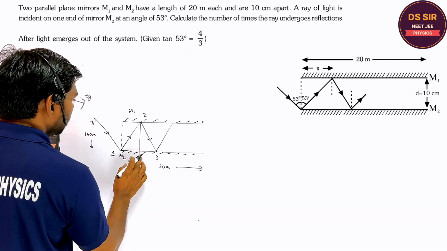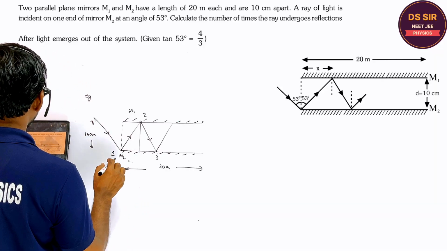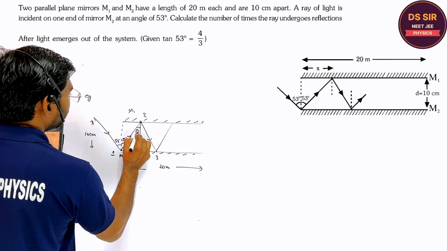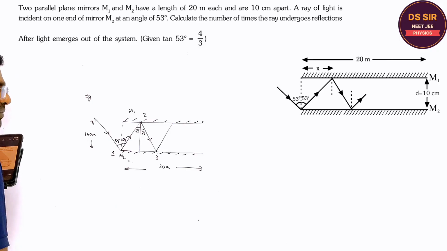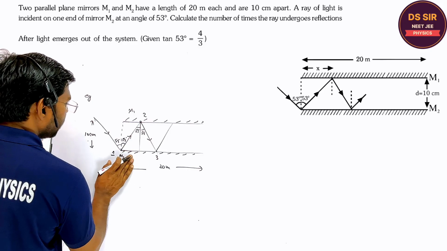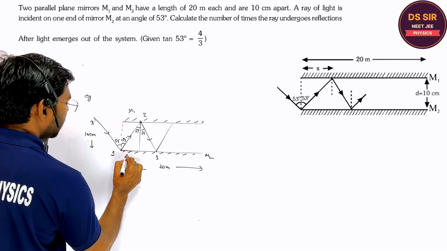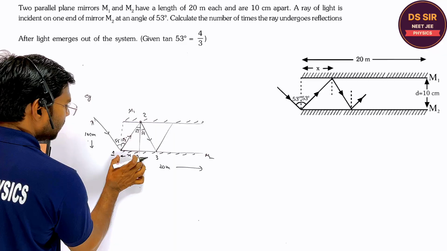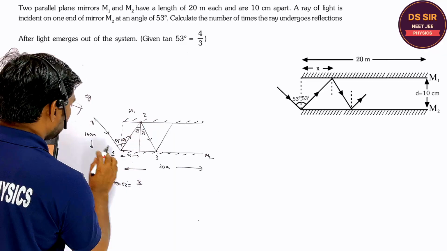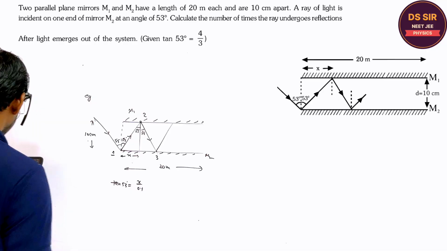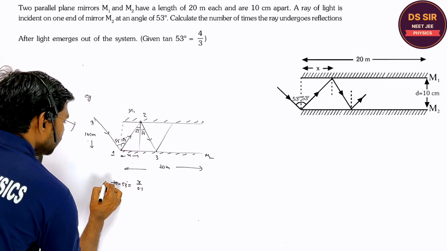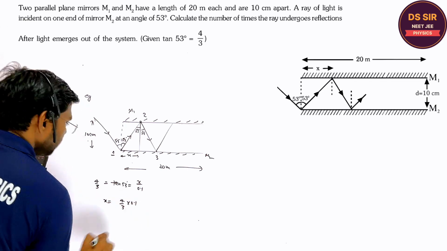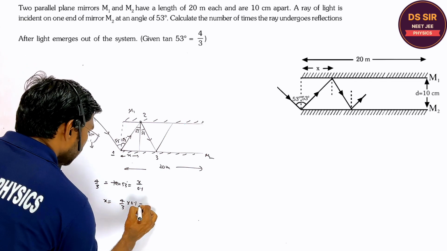Listen one thing, suppose this is 53 degrees, this is 53 degrees, and this is 53 degrees. If this is the mirror M2, I am writing this side and this distance is x. So tan 53 is nothing but perpendicular upon base, x upon 10 centimeters. Is it clear? So tan 53 is nothing but 4 by 3. So if you multiply, x is equal to 4 by 3 into 0.1.